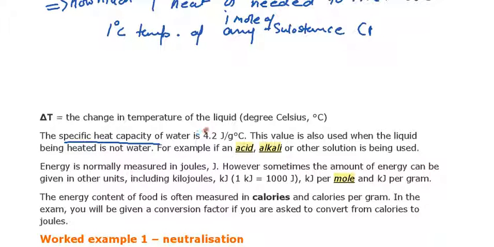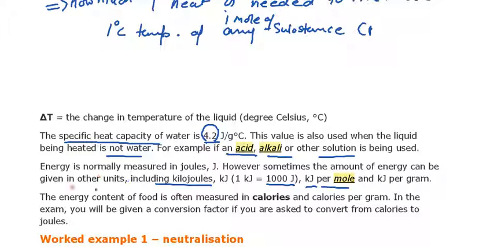For example, the specific heat capacity is a constant value for water, 4.2 joules per gram per degree Celsius. This value is also sometimes used for other liquids that are not water, for a general liquid, for example acid, alkali and other solutions. The second one is energy, measured per joule. 1 kilojoule is equal to thousands of joules. So the unit will be kJ per mole.